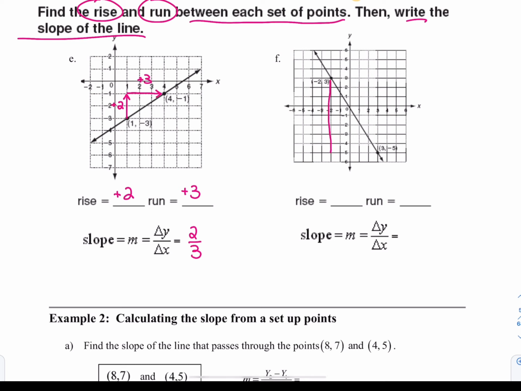In the second example, we again create a right triangle, which gives us the rise as downward, so we're going to get a negative 8 number of boxes, and still going to the right here, so that's positive 5. The rise is negative 8, and the run is positive 5, giving us a slope of negative 8/5.